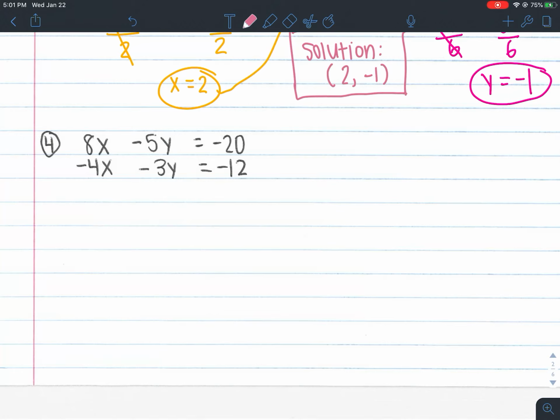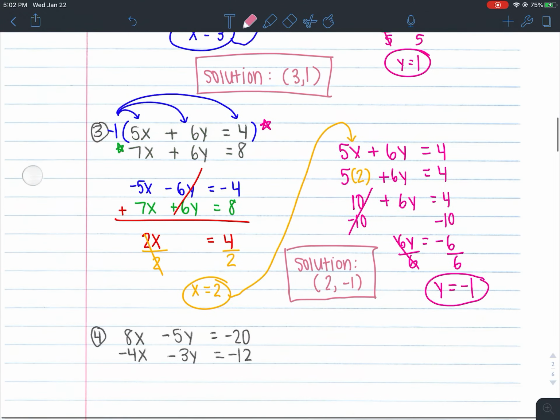Okay, let's look at number 4. 8x minus 5y equals -20, and -4x minus 3y equals -12. Okay, well, the first thing we check for is, is it in standard form? Yes, my x's are there, my y's are there, and my numbers are all lined up. Okay, because we want to make sure everything is lined up so we can combine them well. Now, the first thing you want to check for is, do you have the same number anywhere? No, we don't have the same number. Do I have opposite signs anywhere? Yes. I have a +8 here and a -4.